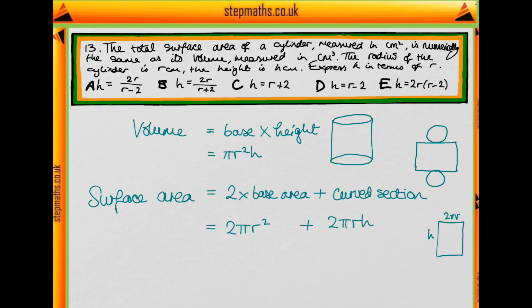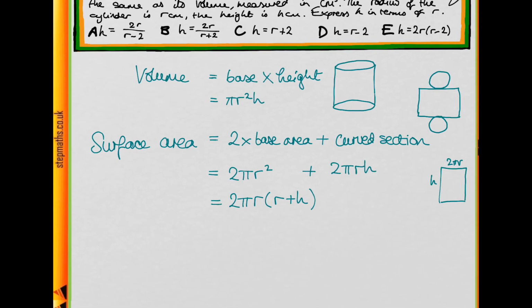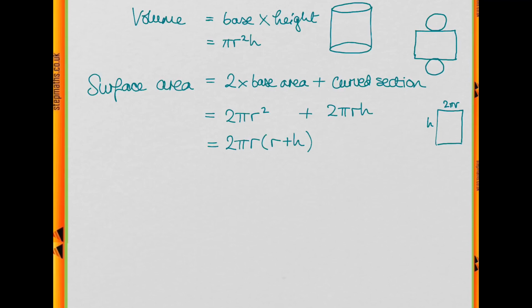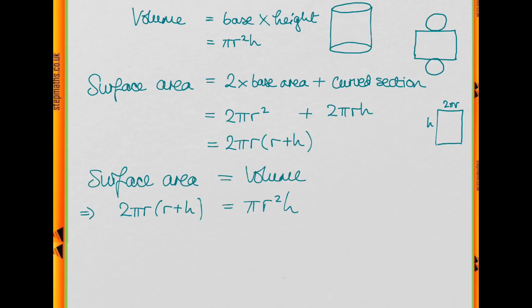And so we can work out that the base area is pi r squared, so we get 2 pi r squared, and the curved section is 2 pi r times h, because it's a rectangle and we want to find the area, which simplifies down to 2 pi r (r plus h). So we can now set these two things equal to each other because we're told that volume equals surface area. So we have that the surface area, this, is equal to the volume up here. So we get this. So pause the video now and have a go at simplifying this down to give h in terms of r.